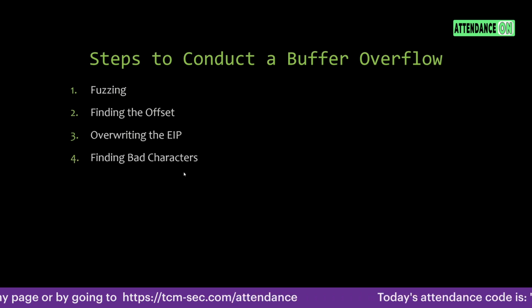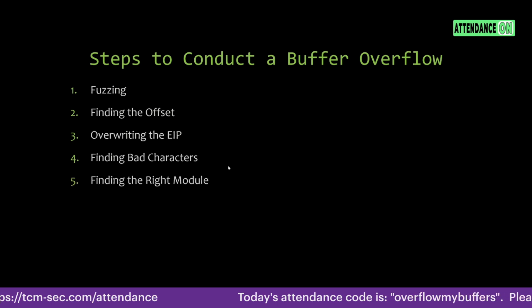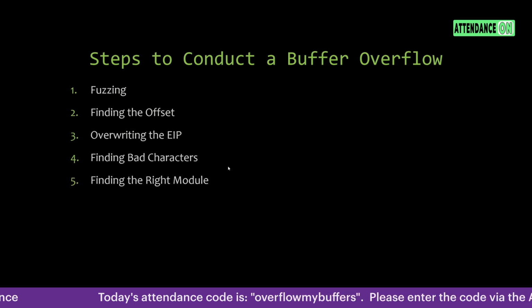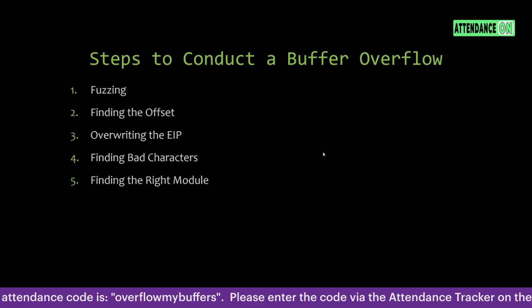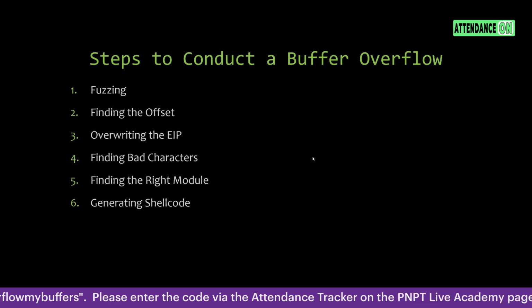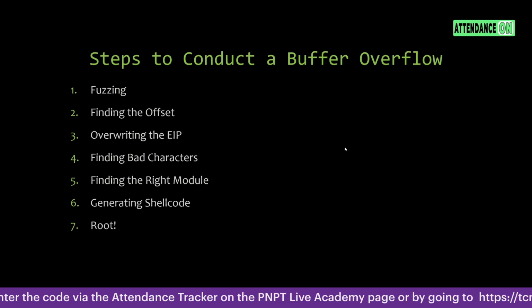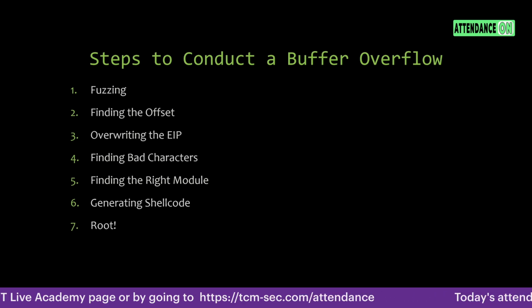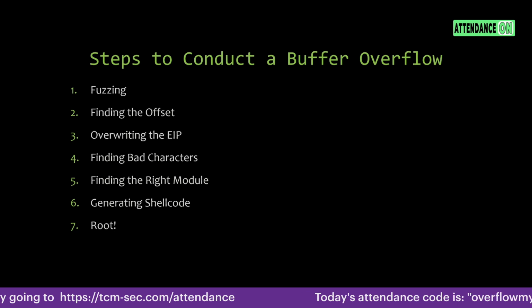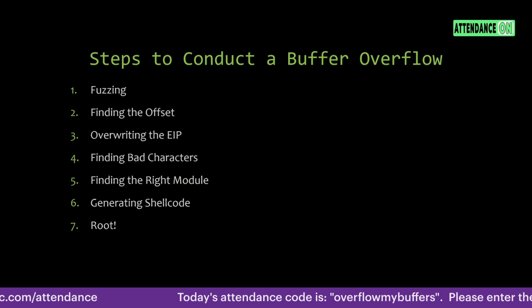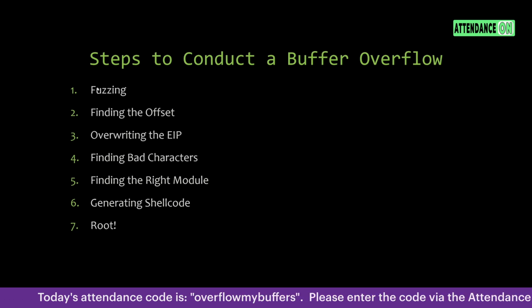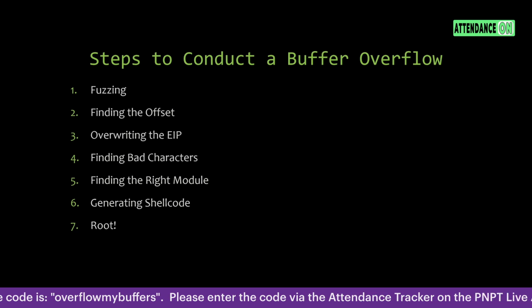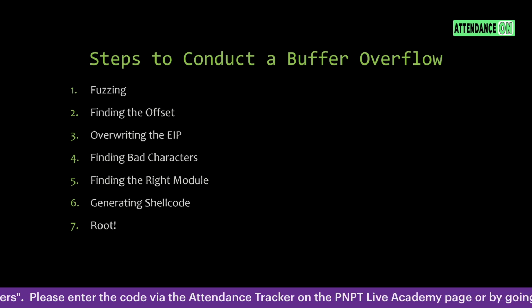We're going to look for bad characters and the right module to overwrite, which might not make any sense right now, but it will in a little bit. Then we're going to generate some shellcode and we're going to gain root after that. Easy breezy, beautiful cover girl. All right. And we are going to do spiking. Spiking is going to be part of the fuzzing. Don't worry. All right.